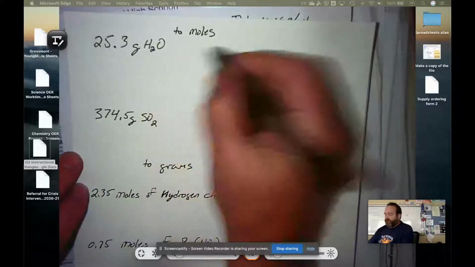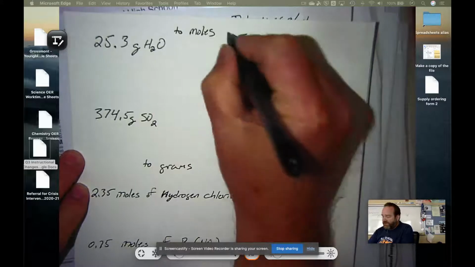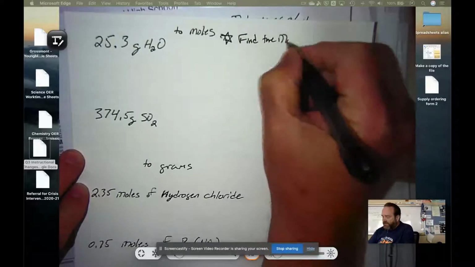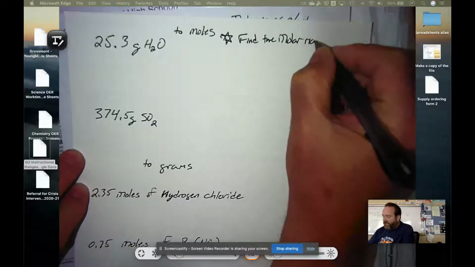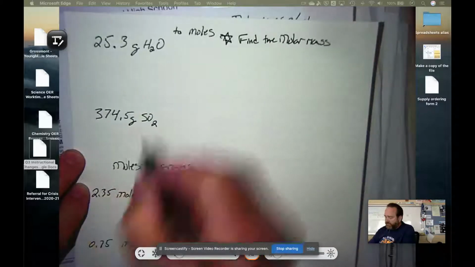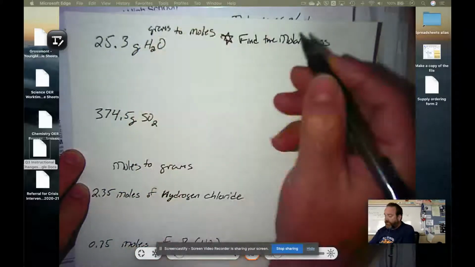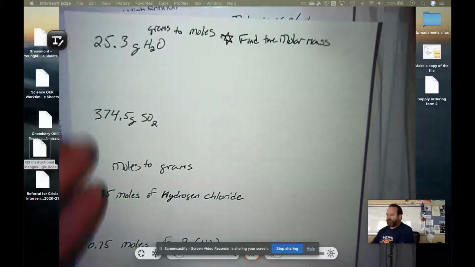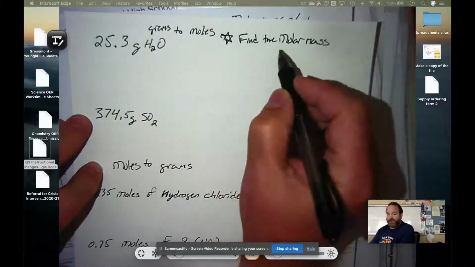What I'm always going to have to do in all of these cases is find the molar mass, and I'm going to star this so that you know. Any time that we are moving from grams to moles or moles to grams, you have to use the molar mass as your conversion factor. It's like saying 12 inches in a foot, or 36 inches in a yard, or 100 centimeters in a meter. It's a conversion factor. If you want to go from miles per hour, or any of those things, minutes in an hour. So we look at this molar mass conversion to help us.